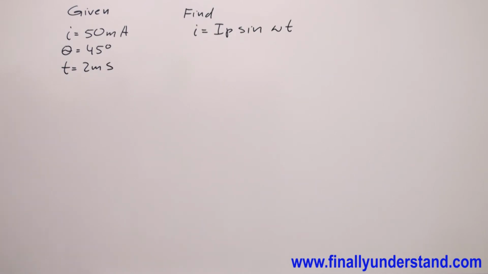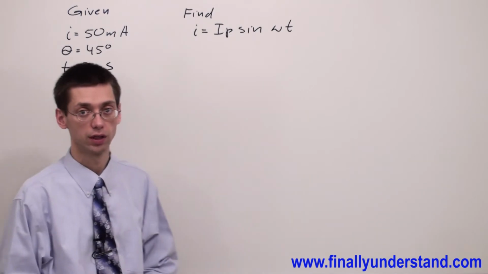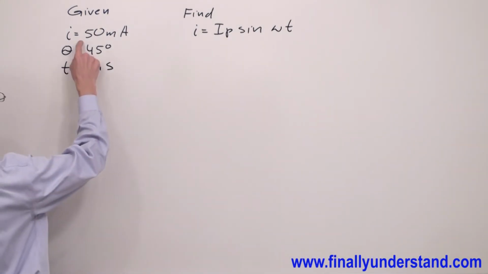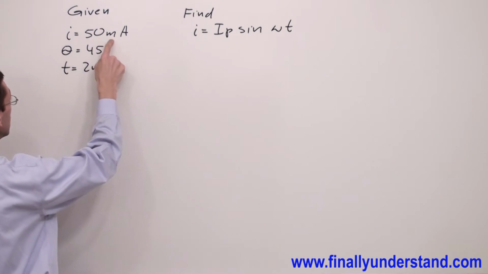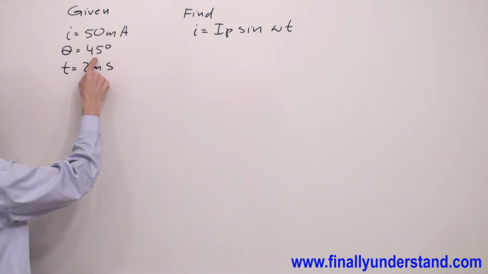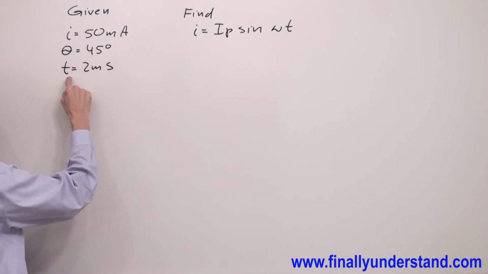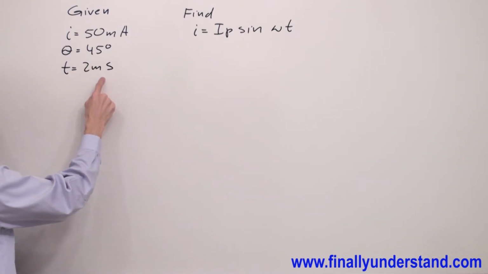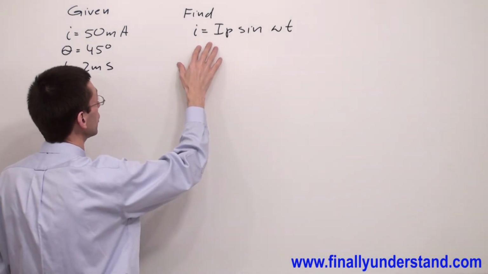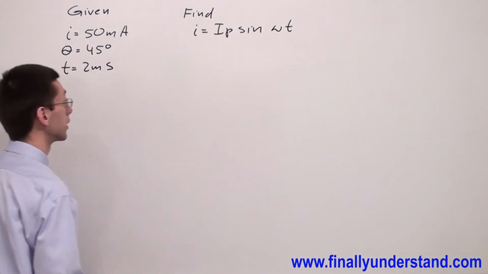First, we're supposed to write everything that is given. We have instantaneous current, which is equal to 50 milliamps. We have theta, which is equal to 45 degrees. And we have time, which is equal to 2 milliseconds. We have to find the mathematical expression for this current.